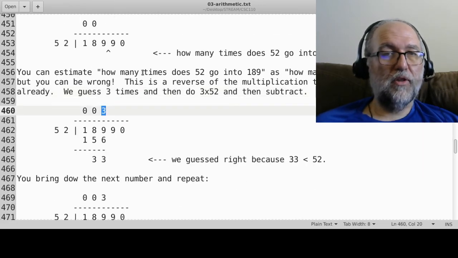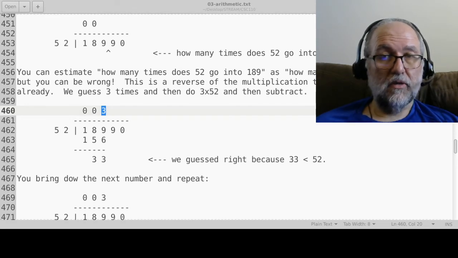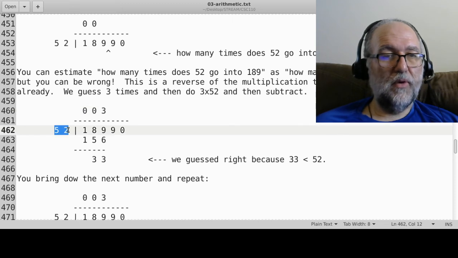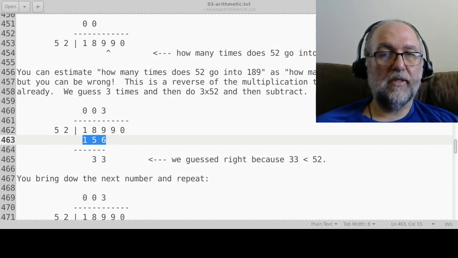Okay, so here we go. We put a 3 up there. That's our guess. Okay, we could be wrong. I'll show you how you know if you're wrong. And then you go 3 times 52, and that turns out to be 156. Okay, I'm going to skip the details of the multiplication. All right, but there you go, 156.